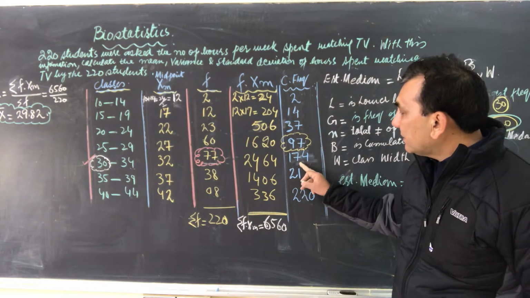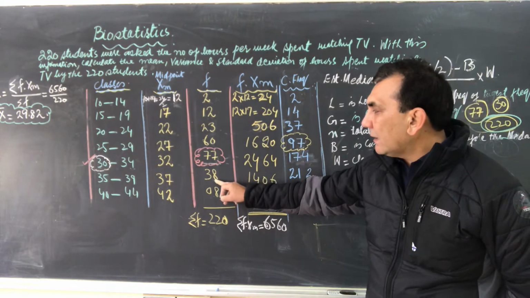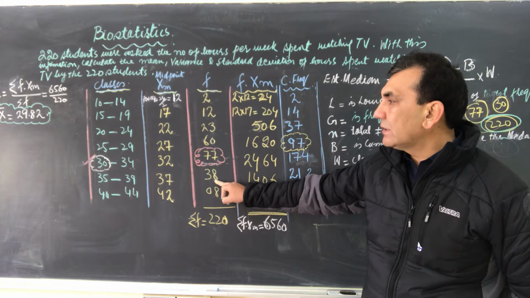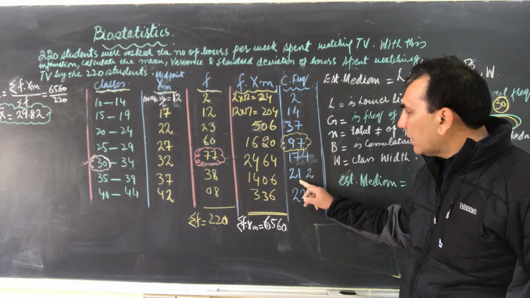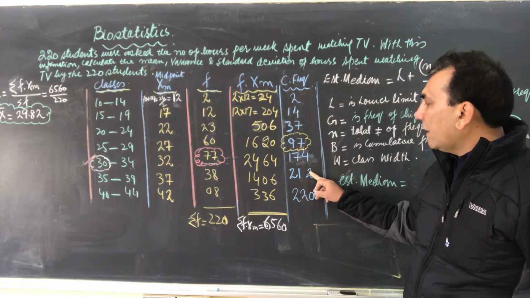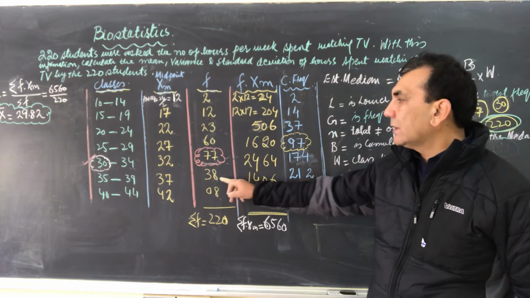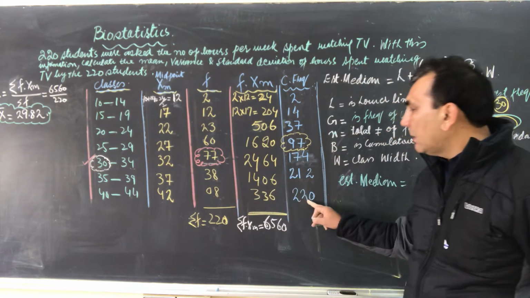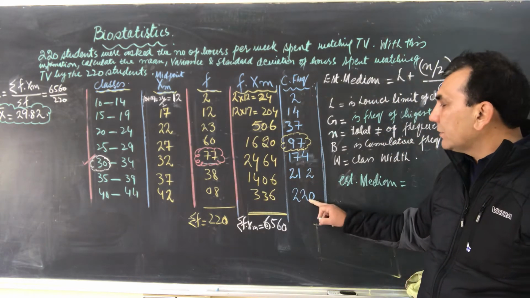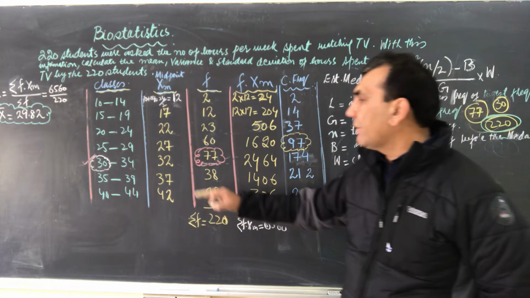Now to 174, we will add 38, which is the frequency of class number 6. So it becomes 212. 212 is the cumulative frequency for class number 6. Now 212 plus 8 becomes 220. So 220 is the cumulative frequency for class number 7.